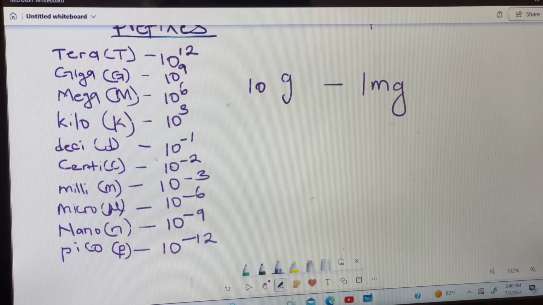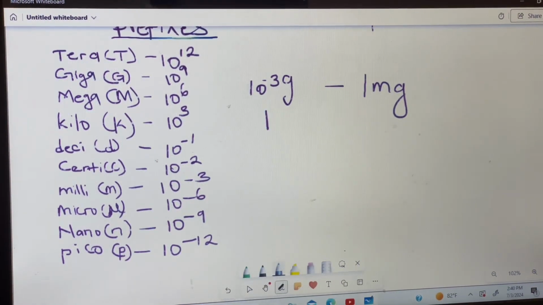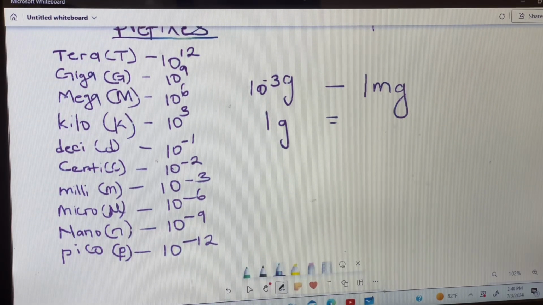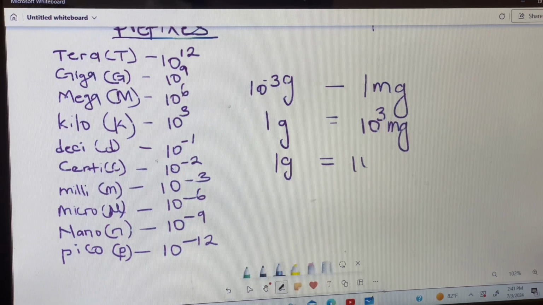So you assign 10 to the power of negative 3 to the larger unit, which is gram, and assign 1 to milligram. To get rid of the negative, just assign 1 to the gram and assign 10 to the power of 3 to milligram. Just exchange and remove the negative. That's it. 10 to the power of 3 is the same thing as 1000. So 1 gram is equal to 1000 milligrams.